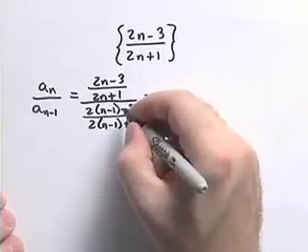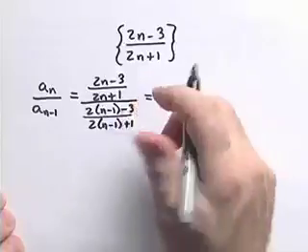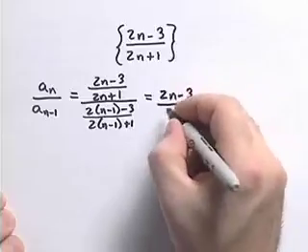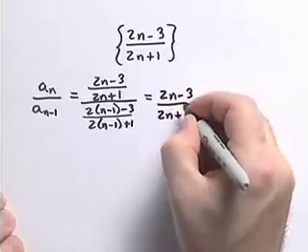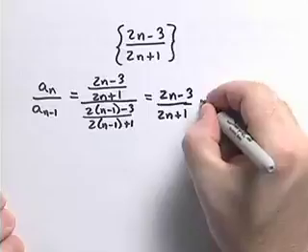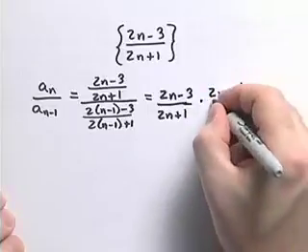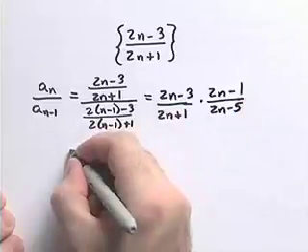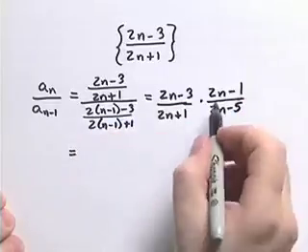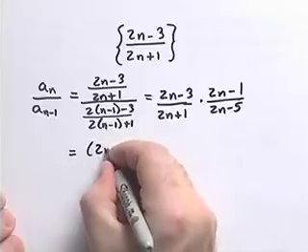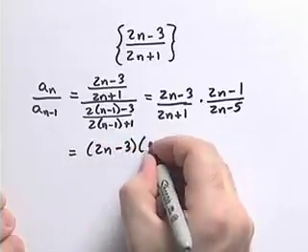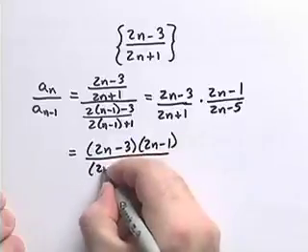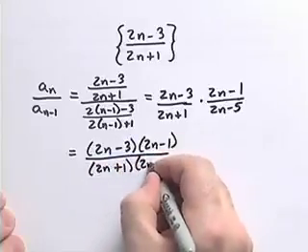If we invert or clean up this denominator and then take the reciprocal and multiply, we'll have (2n - 3)/(2n + 1), so that's our numerator here, times (2n - 1)/(2n - 5). We go ahead and do that multiplication. We'll just write this again as (2n - 3)(2n - 1), that's our numerator now, and our denominator will be (2n + 1)(2n - 5).